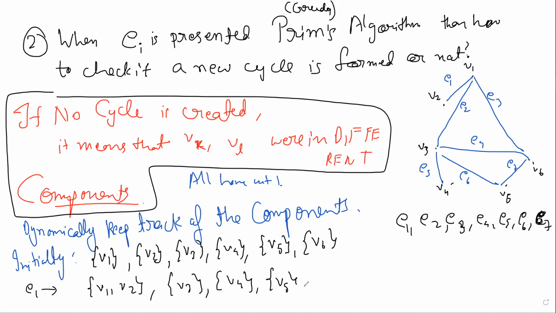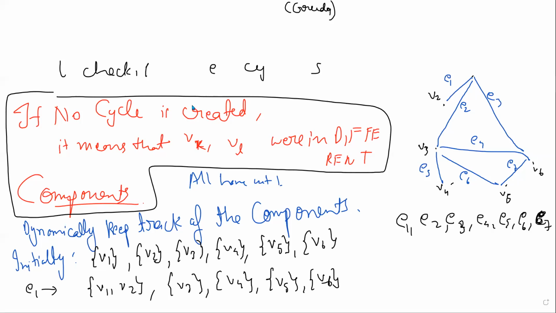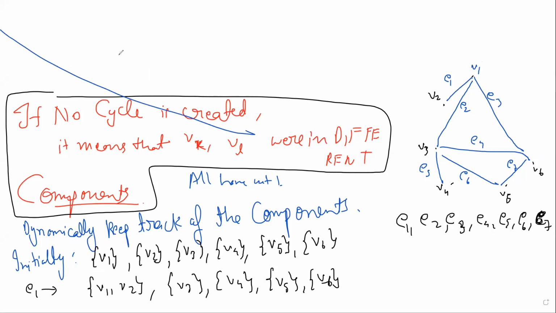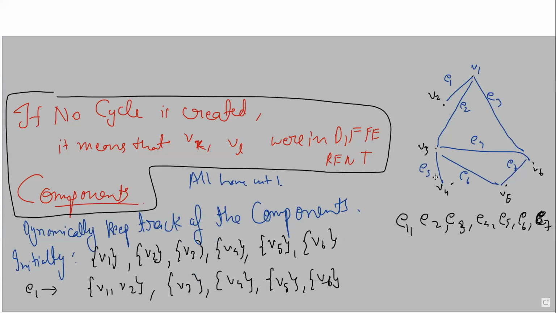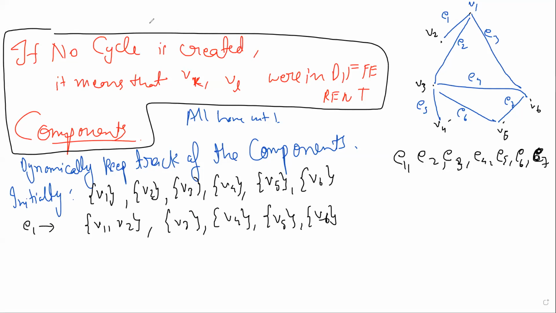After initializing and then taking the first step, this is what you get. Now, when E2 comes in, nothing happens. Again, no cycle is getting created, right? So this step 3, E2 comes in, E2 connects V1 and V3.